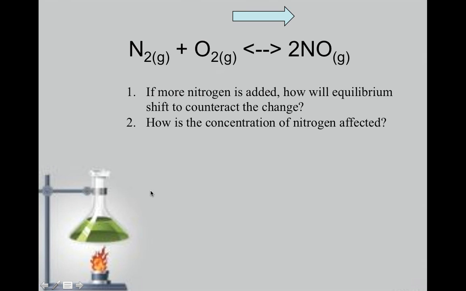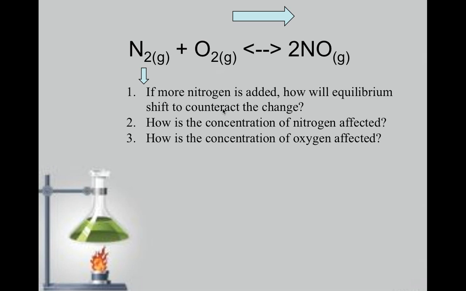How is the concentration of nitrogen affected? Okay, so we're not talking about as we add more nitrogen. We're saying if equilibrium is shifting to the right, what is going to happen to the concentration of nitrogen? Well, if it's shifting to the right, we're making more products. In order to make more products, we need to use up our reactants. So the concentration of nitrogen is going to go down.